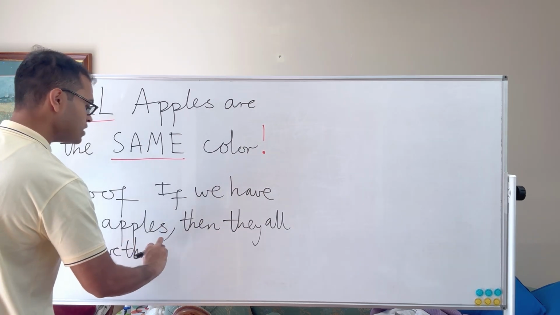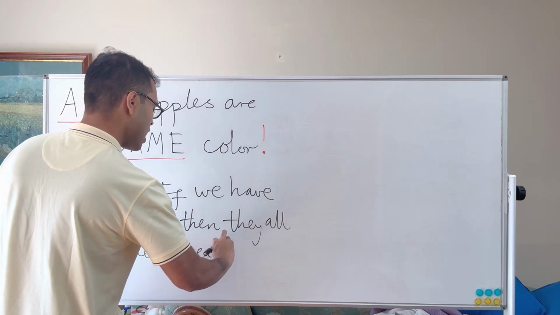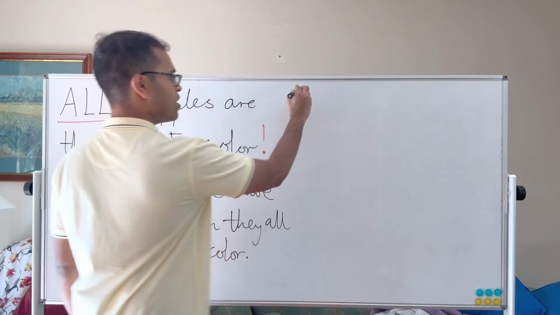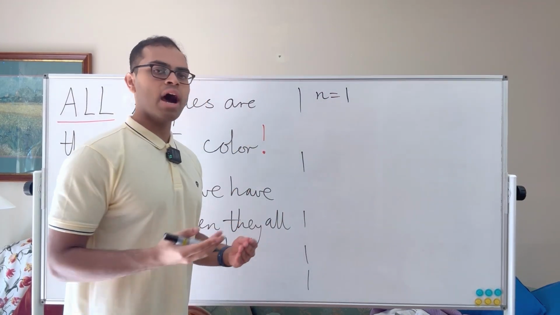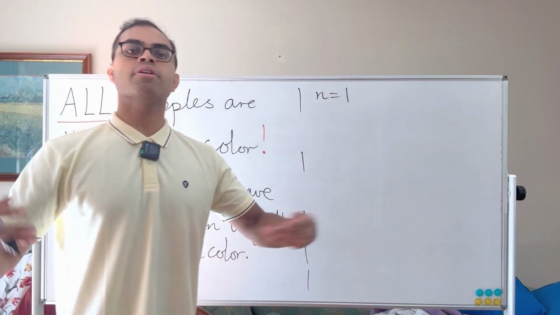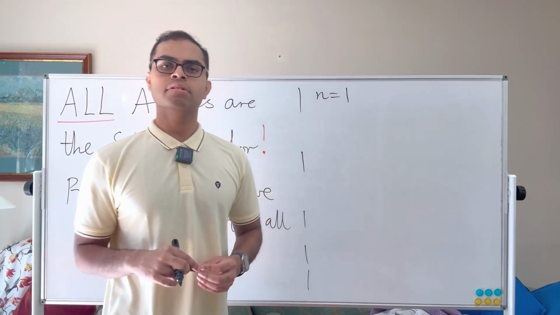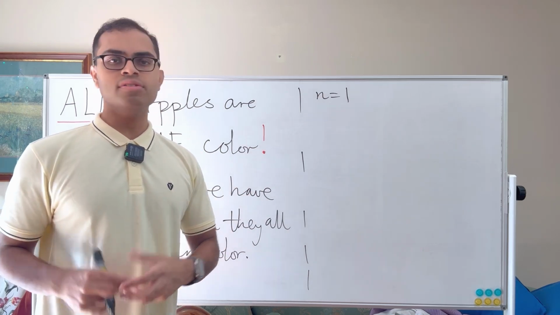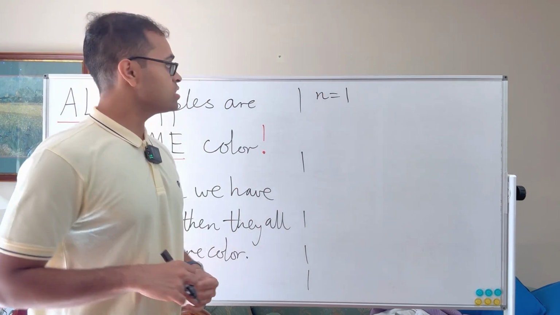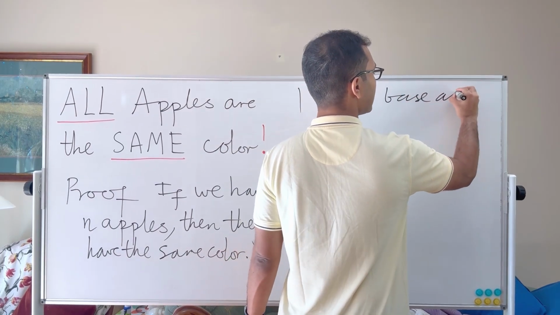Now I'm going to prove this step by step. This is the principle of mathematical induction. I'm going to prove it first of all for n equals 1. So if we have in general n equals 1, then n equals 2, then n equals 3, etc., we're going to keep proving it. Okay? So for n equals 1, if we have one apple, are they all of the same color? Well, yes. If it's just one apple, then of course there's only one apple, so everything's of the same color. This is what we call the base case of the induction, and it is satisfied.